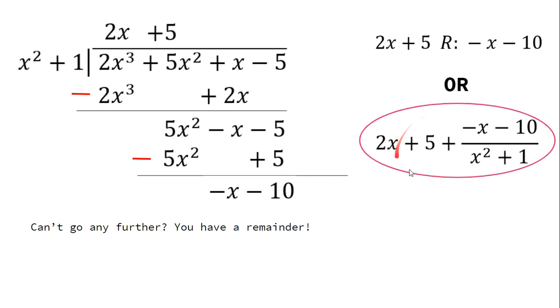Okay, and I actually prefer this answer because it's a full expression of what the result is once you divide these two polynomials. So when you're doing practice, this is the preferred answer, but both of these are an acceptable way of expressing your result.